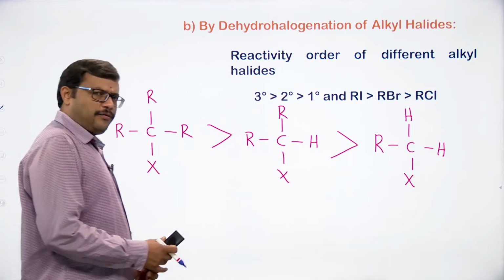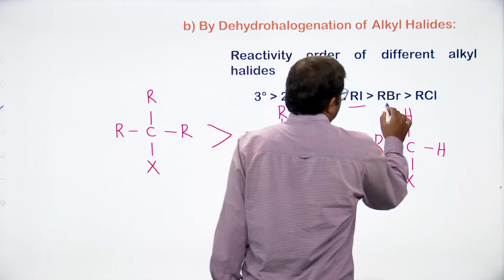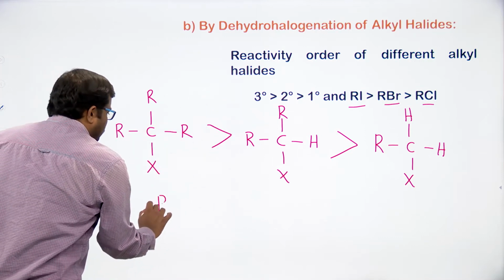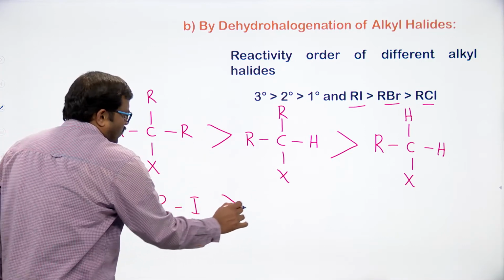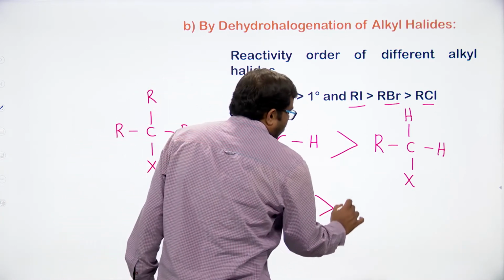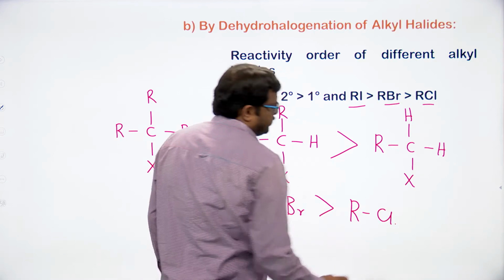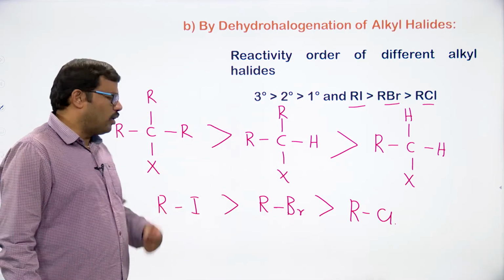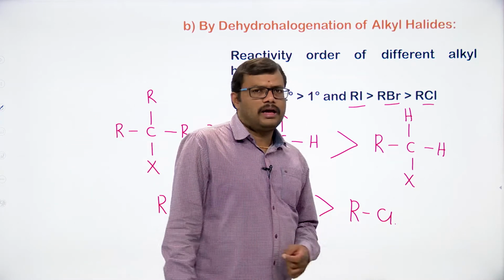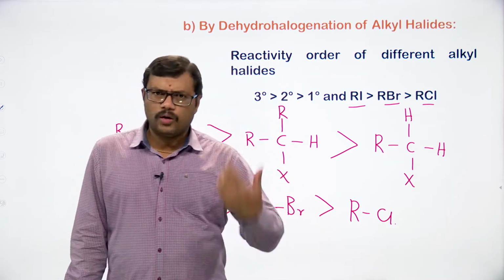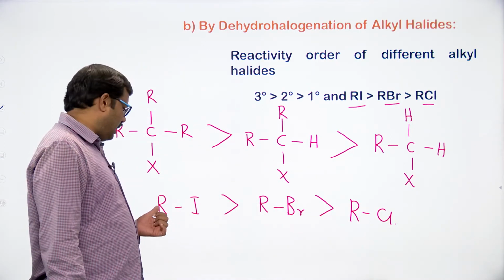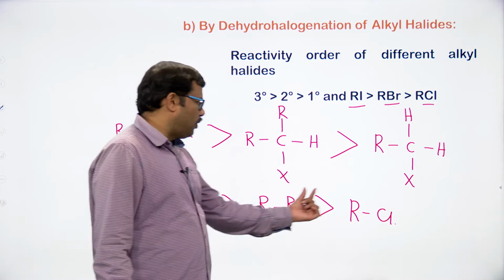If you observe the reactivity of the halogens in this dehydrohalogenation reaction, alkyl iodides are more reactive than alkyl bromides, which are more reactive than alkyl chlorides. So iodo compounds are more reactive for a given alkyl group. I am taking the same alkyl group in all these cases.